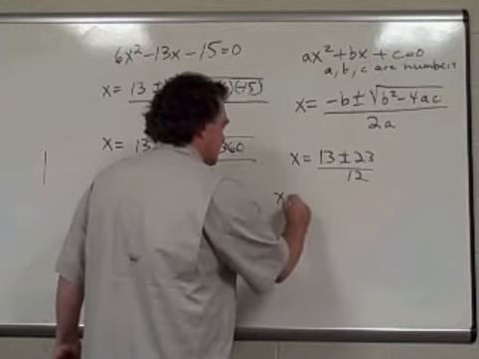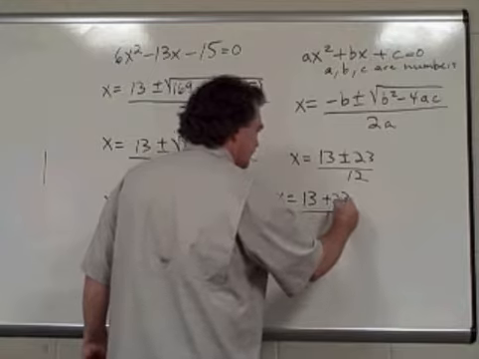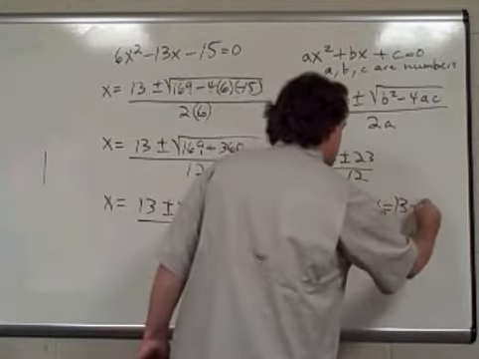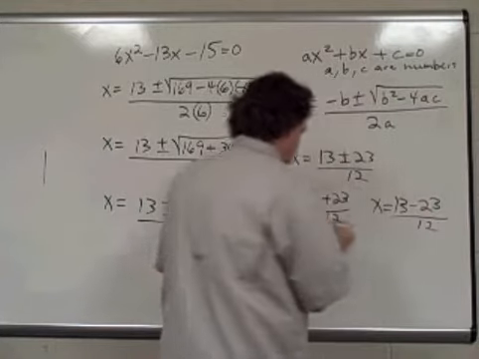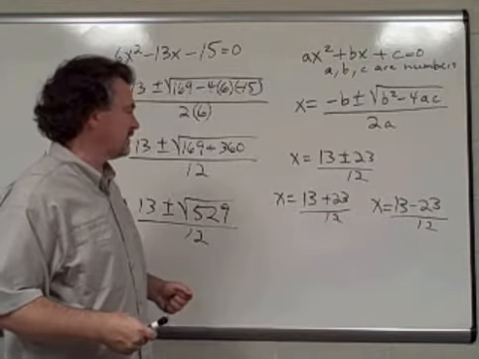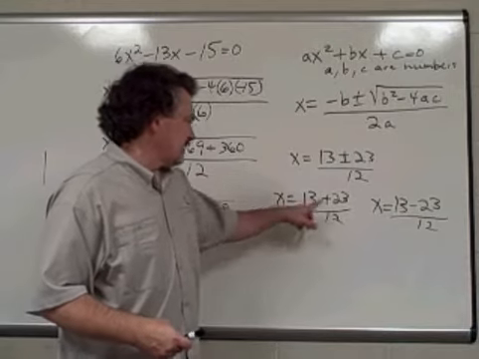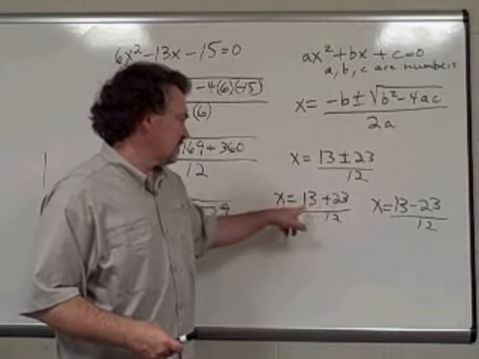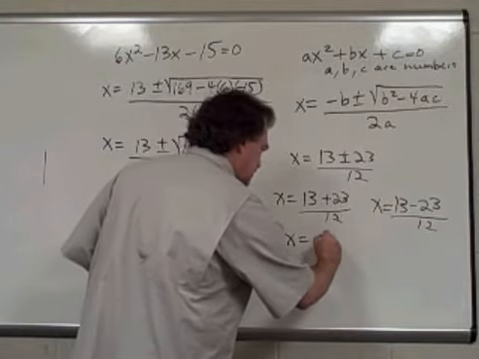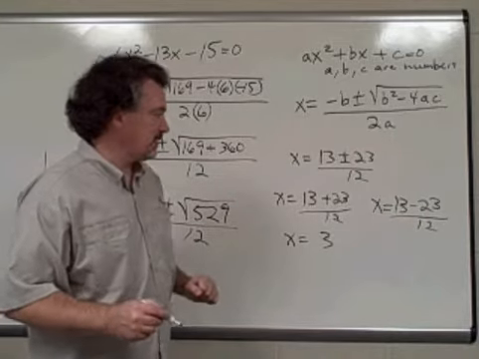So one solution is x equals 13 plus 23 divided by 12. And the other solution is x equals 13 minus 23 divided by 12. See how that plus or minus produces the 2 separate solutions for us here? Well, 13 plus 23, that's 36, isn't it? So x equals 36 divided by 12, which is 3. So one of the solutions to that original equation is 3.